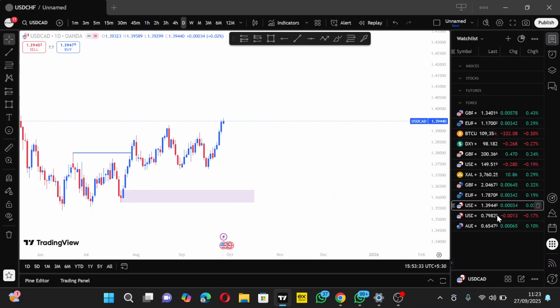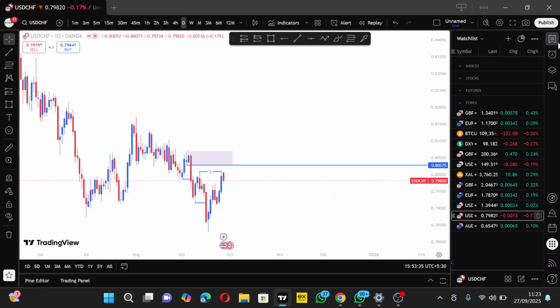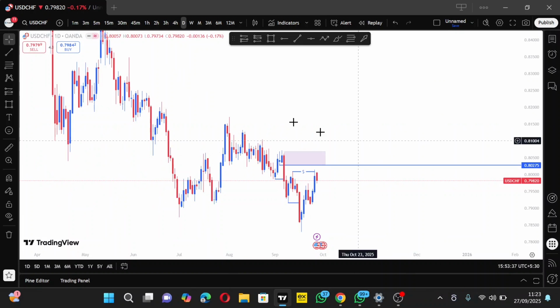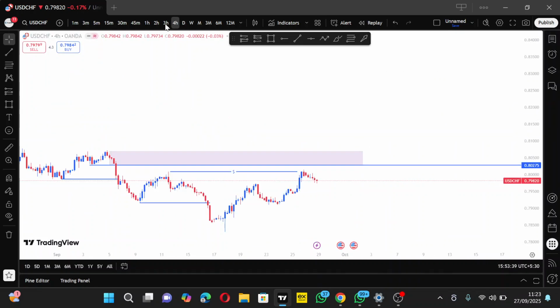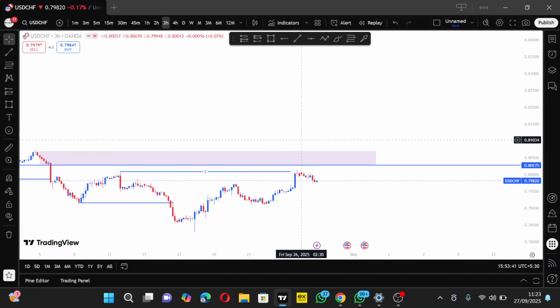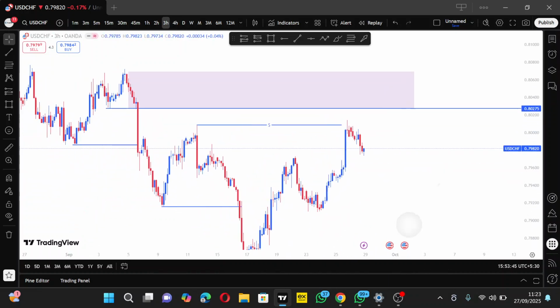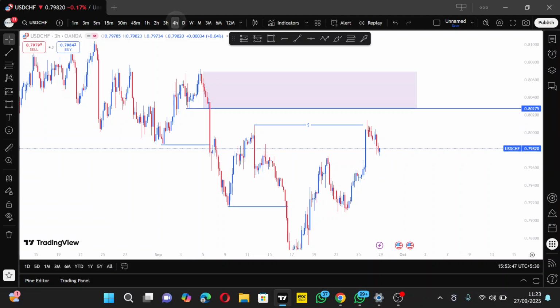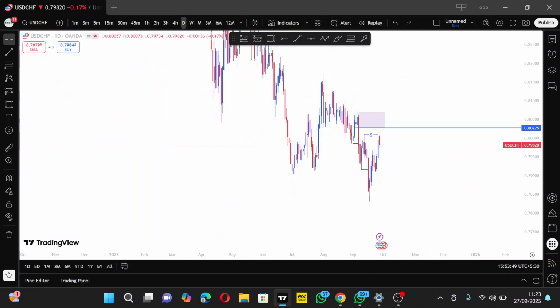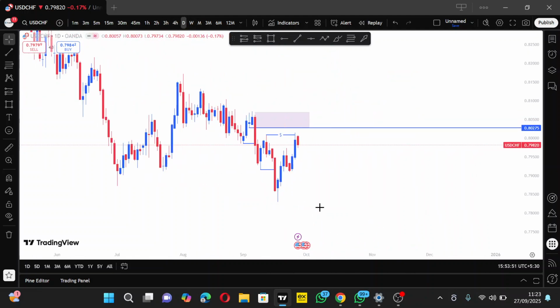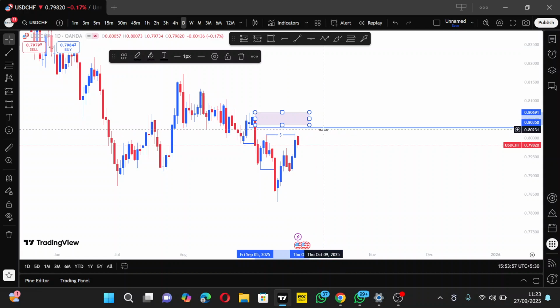You must not trade on the open. This is USD CHF. What I'm expecting for USD CHF is to sell once it gets to this area. This is a good order block before we're going to sell.